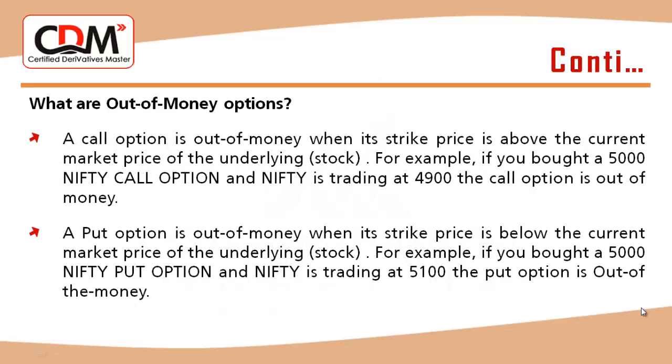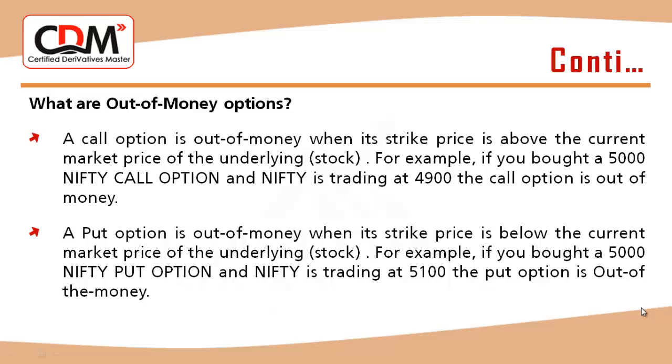The next is OTM. Again there are two categories, OTM call option and OTM put option. An OTM call option is out of the money when its strike price is above the current market price of the underlying stock. For example, if you bought the Nifty 5000 call option, meaning 5000 is our strike price, and Nifty is trading at the 4900 level, then the 5000 strike price would be our out of the money call option.